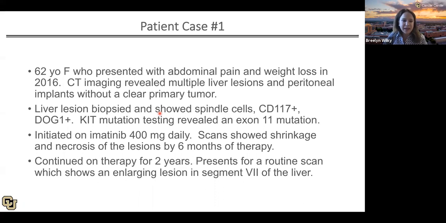She had a biopsy and the pathology showed spindle cells that were positive for CD117, which is KIT, as well as a protein called DOG1, which sealed the diagnosis of gastrointestinal stromal tumor. She had mutation testing early on that showed an exon 11 mutation. So we started her on imatinib 400 milligrams daily, and her scans showed a nice response, with some shrinkage and death of the lesions by about 6 months of treatment. She did well for 2 years. But then she came in and was found to have an enlarging lesion in her liver that was concerning for resistance to imatinib.